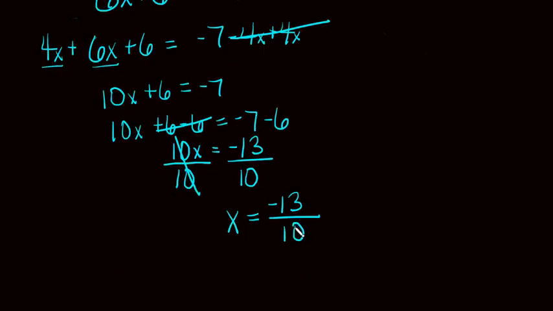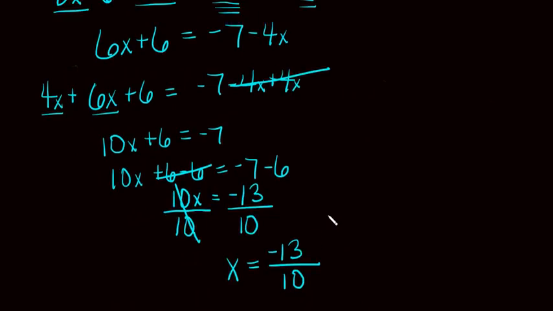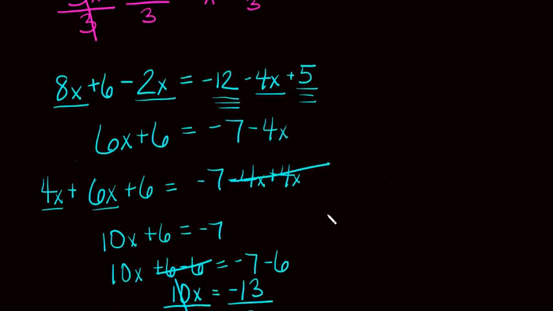Now, if you're worried about your work and you're not sure if that's correct, you can feel free and check it. You can go and put in negative 13/10 into your original equation for x. That's going to be some major work going on right there if you want to do that. But you can. I used to do that a lot when I was in Algebra 2. Check and make sure what I came up with was correct.